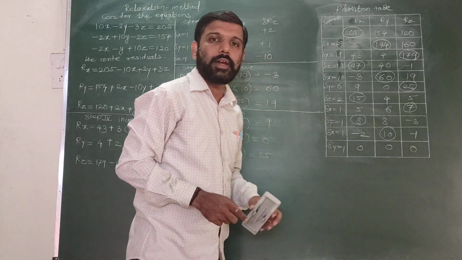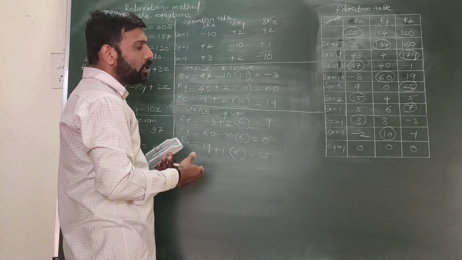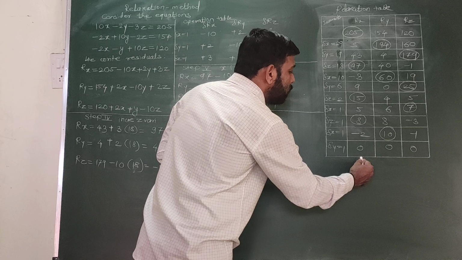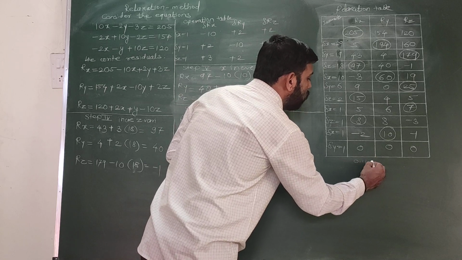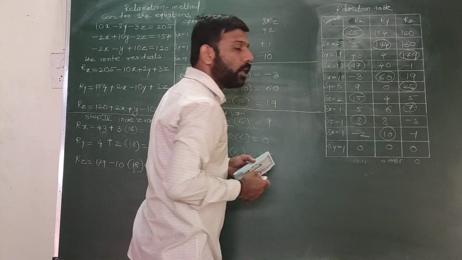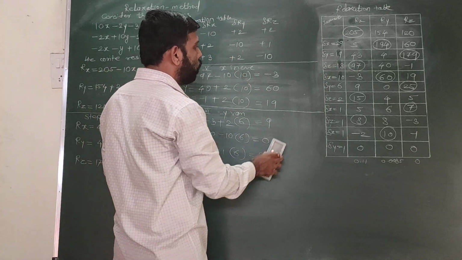Now see here, in each step we reduce, we give increments, and in the last row we got all three values 0. It may be possible that we won't get all three values 0 at a time, but maybe some values are nearer to 0. Then also we'll stop there and we'll conclude our answer.